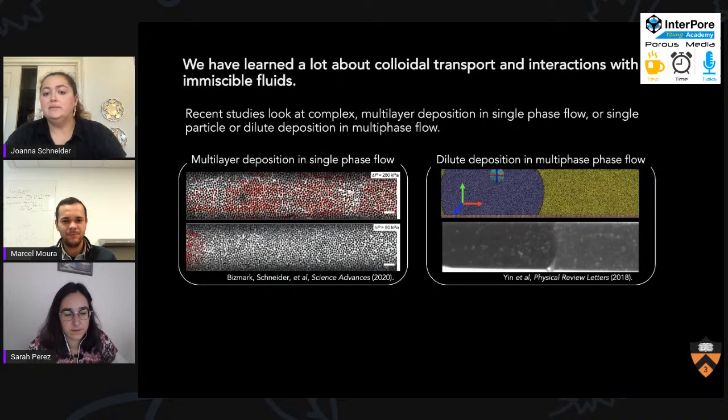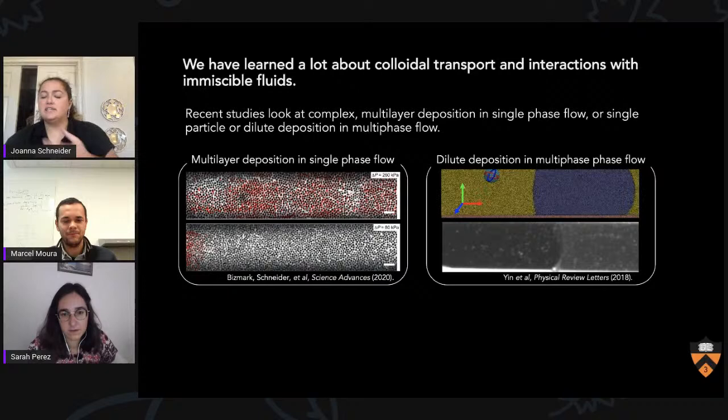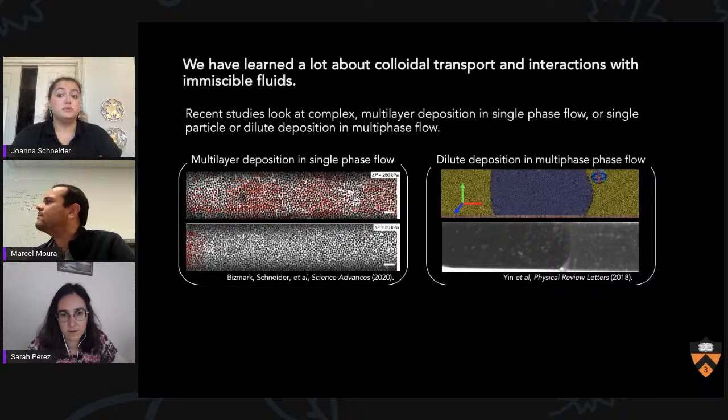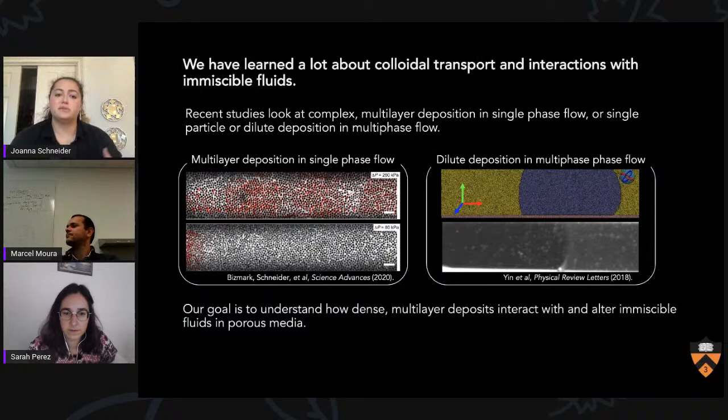But in the second study, what we can see is that really complex behavior arises just when you look at a single particle in flow with an immiscible fluid. What you'll see is that this particle here will get pinned by the oil interface. Eventually, it will get pushed into the bulk. We've learned a lot from these studies, but we're still missing the answer to a key question. If we combine the framework of both of these studies, can we observe what happens as an immiscible fluid travels through dense deposits of colloidal particles? That's the question I'm going to try to address today.